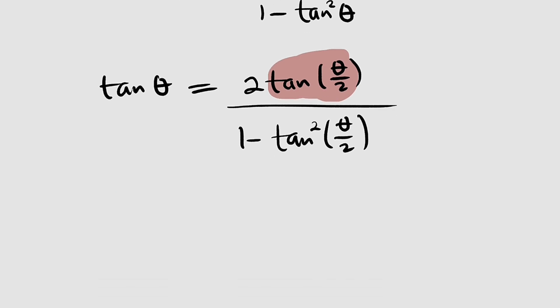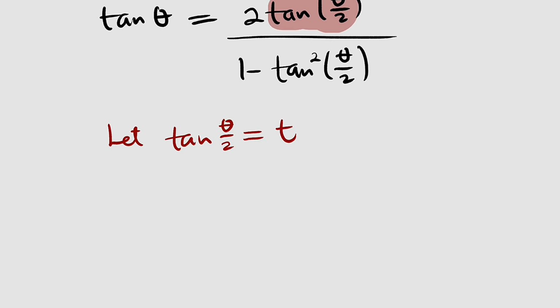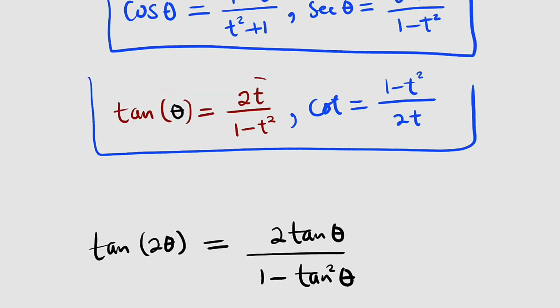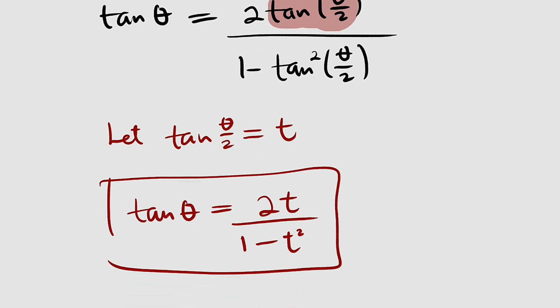So let me write it here. Let tangent of theta divided by 2 be equal to t. That is the main origin of the substitution. So we have that tangent of theta is equal to 2 multiplied by t divided by 1 minus t squared. Can you remember this? Tangent of theta? This is exactly what we have here. 2t divided by 1 minus t squared, isn't it?